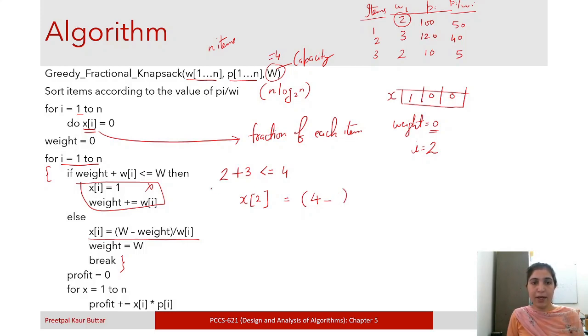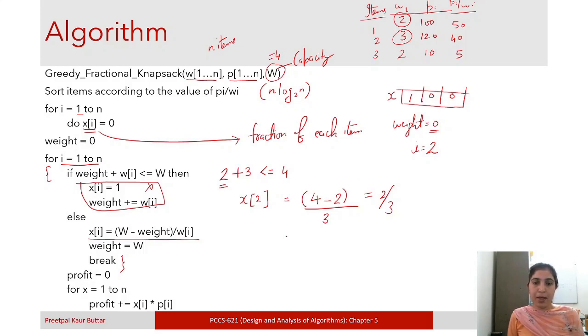It is the weight which we have already put. So this is the capacity, and we have already put a weight equal to 2. So what is the remaining capacity? It is 2. And what is the weight of item I? Item I's weight is 3. So it means we can put a fraction equal to 2 by 3. We cannot put 100%, we have to put 2 by 3.